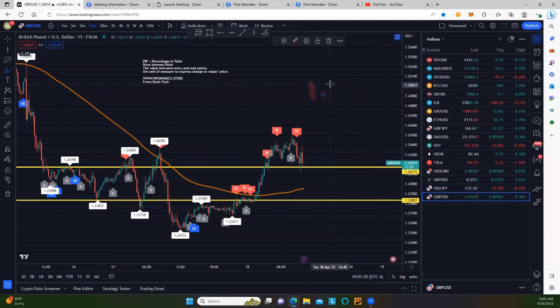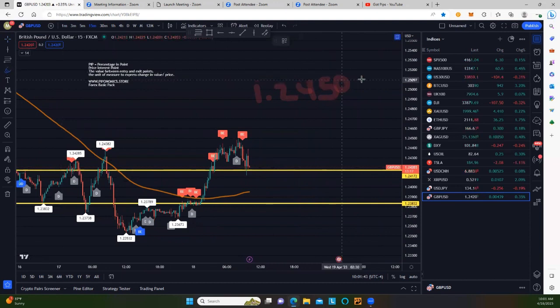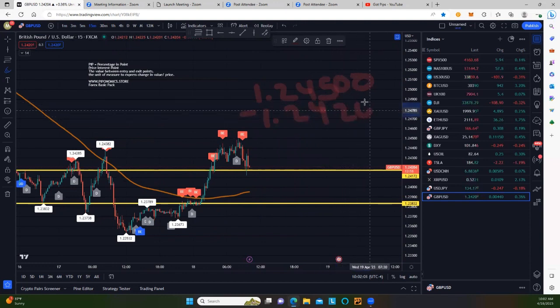So 1.245, and then 0, and 0. Okay. All right. So here's our entry point, right? And then we're going to subtract that from where it is currently at right now. So it's at 1.24, let's say 204. Okay. So all we're doing is subtracting that number from the top number.